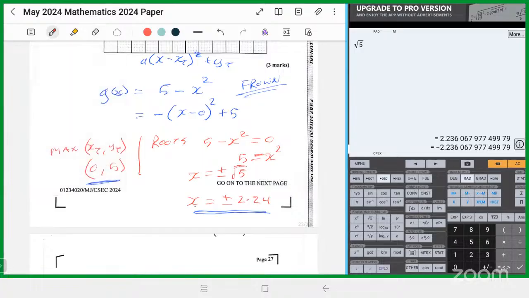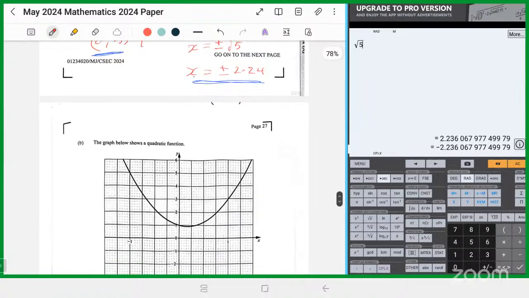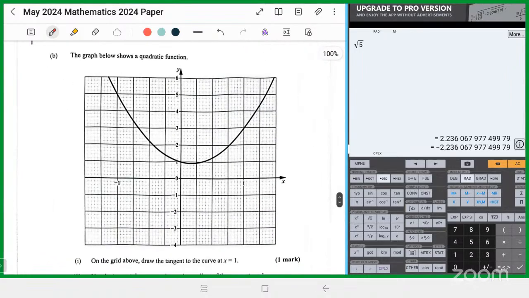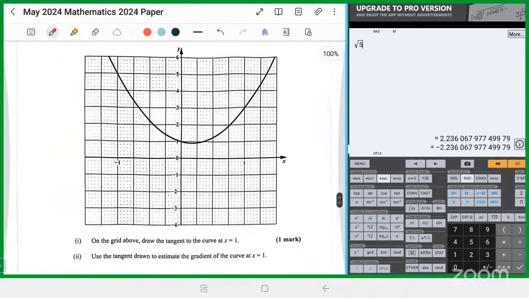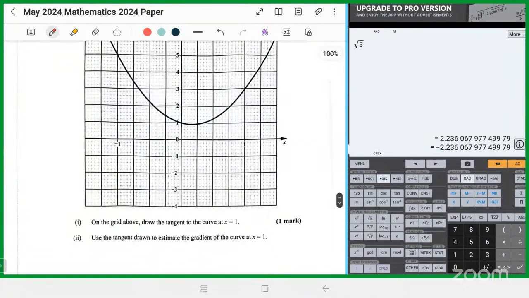Alright, that is that question. I think that finishes that. Oh, there's a part B here now. It says, the graph below shows a quadratic function. It says, on the graph above, draw the tangent. Oh, use the tangent drawn to estimate the gradient.